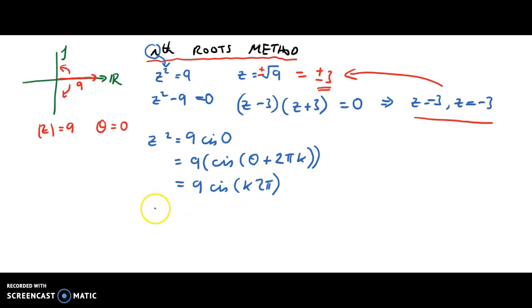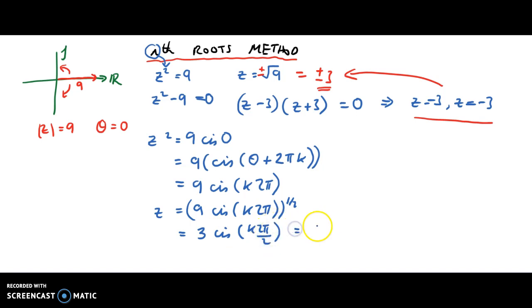How does that help us? Well, then we can bring the z over, taking the square root, which is the same as saying to the power of a half. De Moivre's theorem says this half can come inside, become a power of the 9, and also a multiplier with the cis part. So that becomes 3 cis of k 2 pi all over 2, which simplifies slightly to 3 cis k pi.